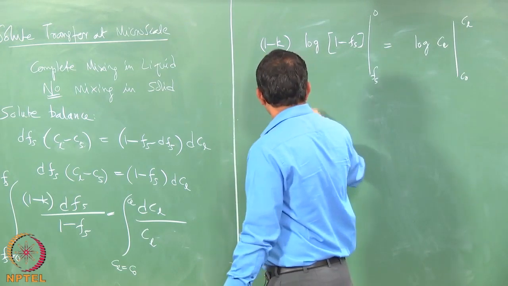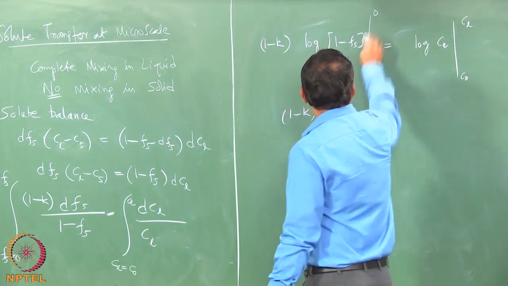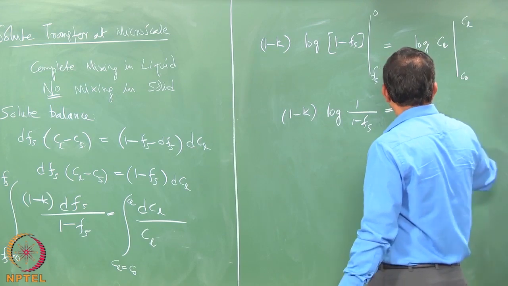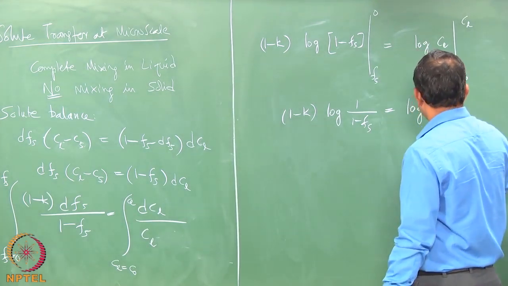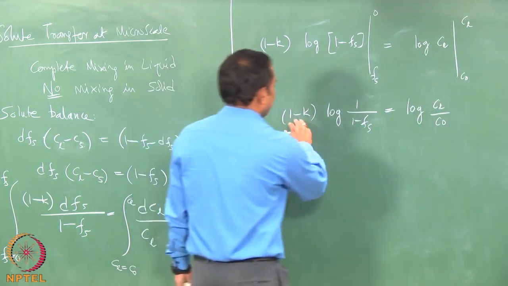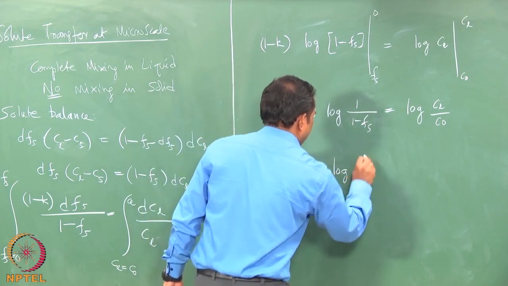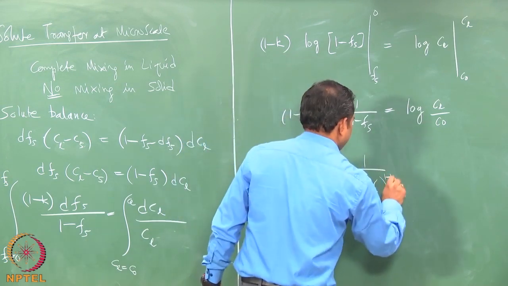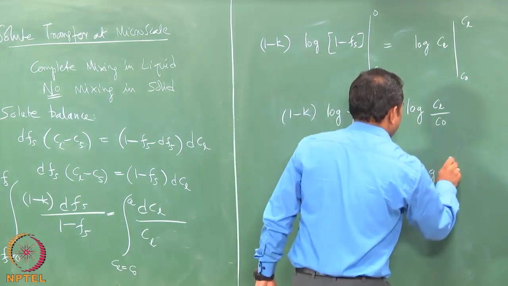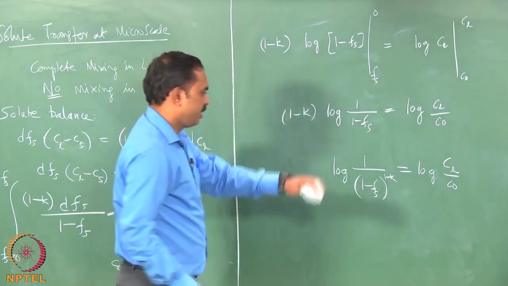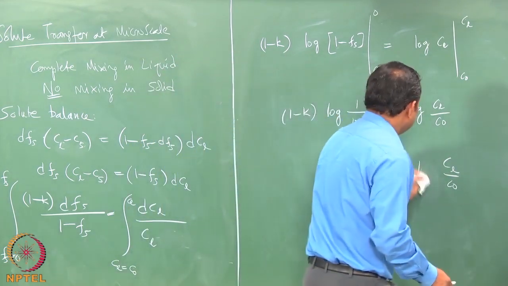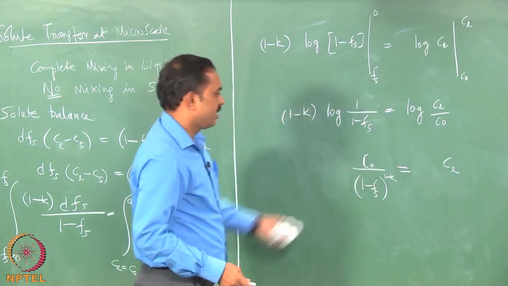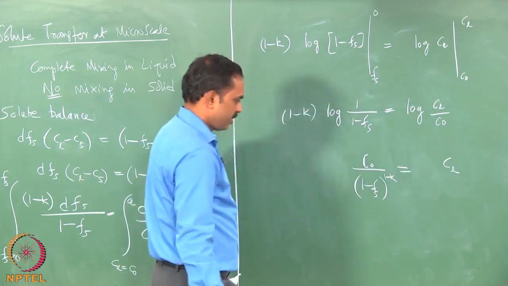Which means that 1 minus K into log 1 by 1 minus FS is equal to log CL by C naught. So you can take this as an exponent here: log of 1 by 1 minus FS raised to the power of 1 minus K is equal to log CL by C naught. Then you can exponentiate both sides to remove the log, and bring the C naught here, so that the expression is given as CL is equal to C naught by 1 minus FS raised to the power of 1 minus K.